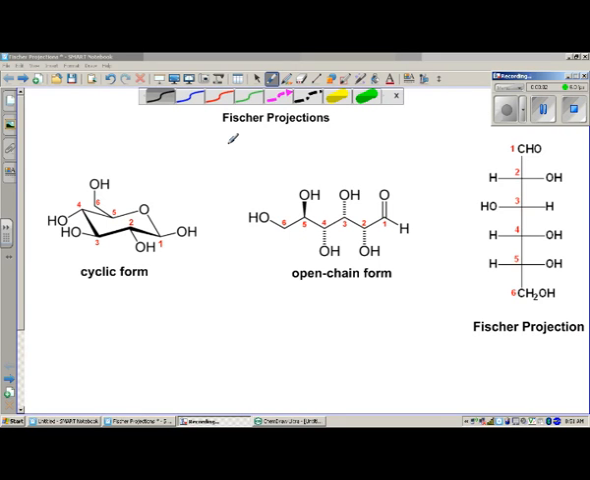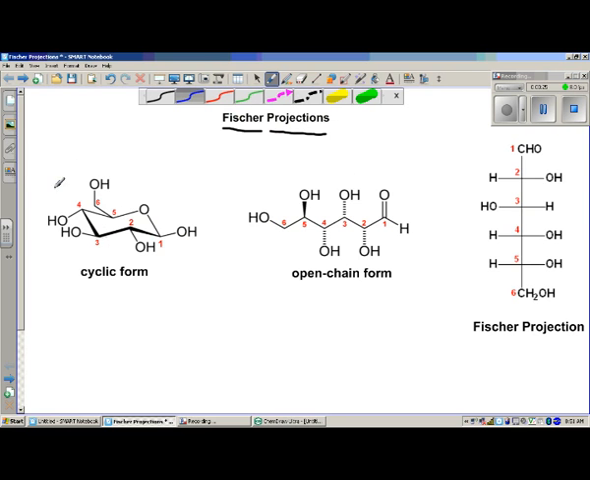Alright, so in this video we're going to talk about these things called Fischer projections. These are ways of representing sugars or carbohydrates that take all the hassle out of drawing stereocenters. Now, carbohydrates can exist in one of two forms.